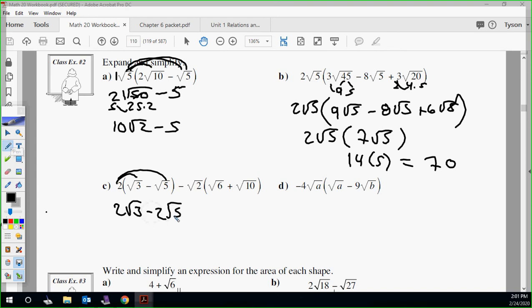Distribute, that is a negative, just so you don't have to worry about the minus sign going away. So negative root 2 times negative root 6 is negative root 12. Negative root 2 times root 10 is negative root 20. And now we can see we can break those down. The 12 is 4 and 3. 20 is 4 and 5.